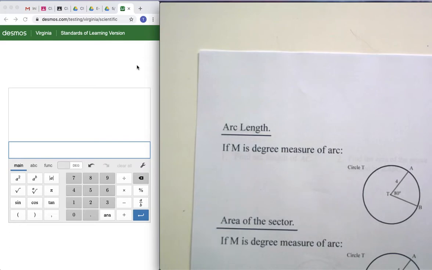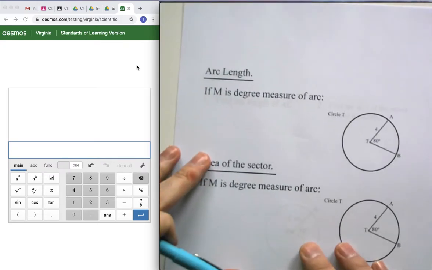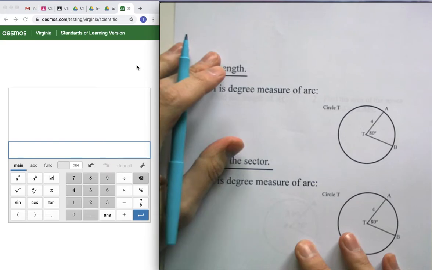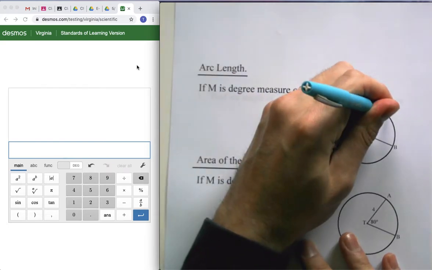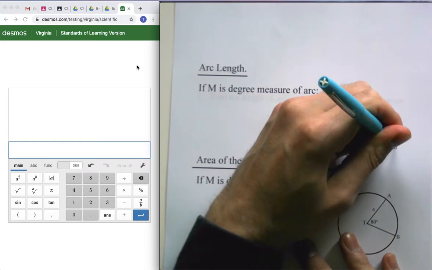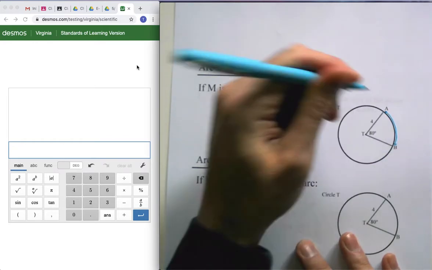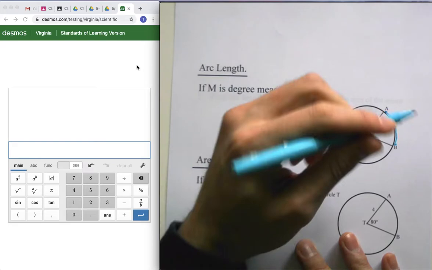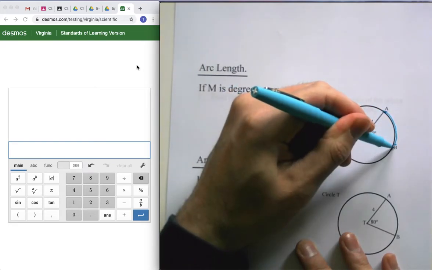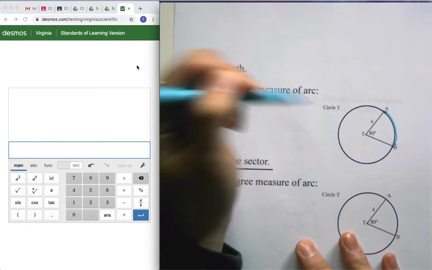So first, let's talk about arc length. Like I said on the last slide, and again, if you printed out these guided notes or if you just want to draw this in your notes, arc length is basically the distance from one point on the circle to the other. So in this example, you could have an arc length from A to B, and we're trying to find the length of that arc.